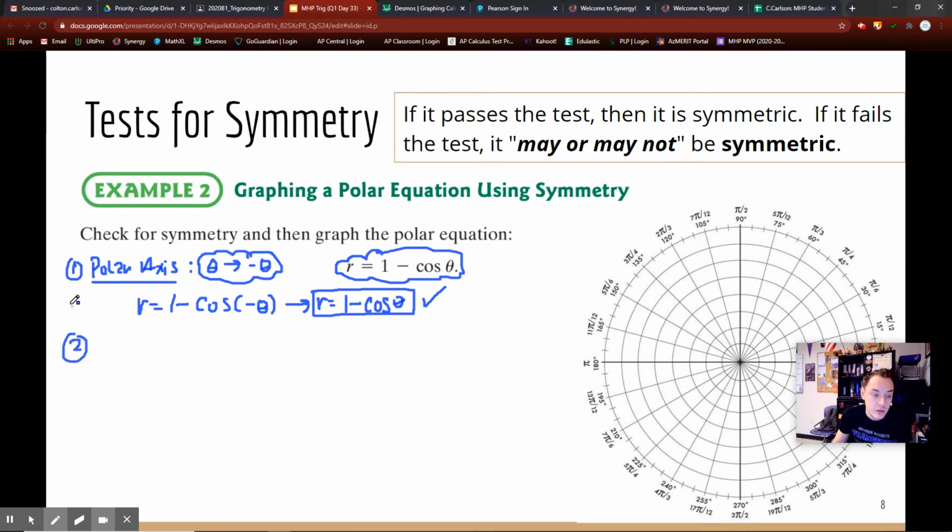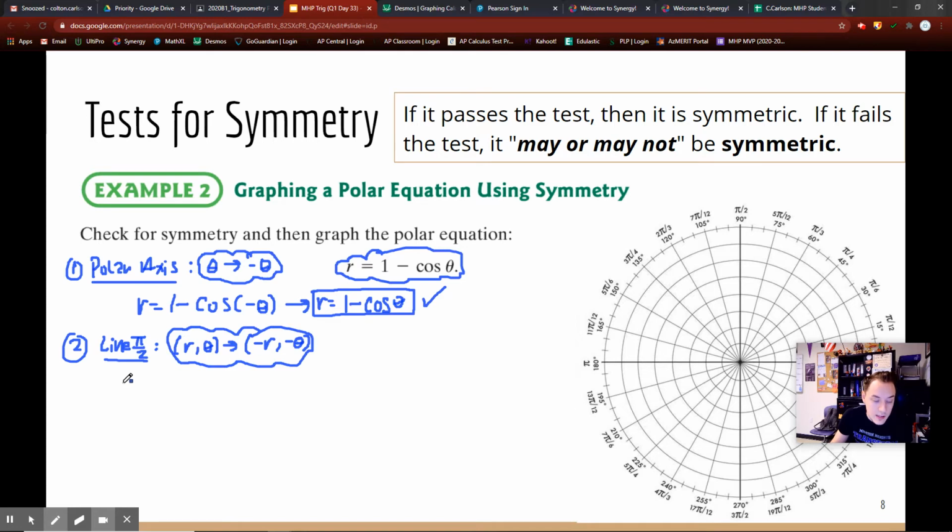Now, is it symmetrical to the polar axis? Is it symmetrical to what we call the pole or the line? So let's go to the line. So line, pi all over 2 first. Okay, what this says is I'm going to take r and theta, and then I'm going to change it to be negative r and negative theta. That's what the test is.